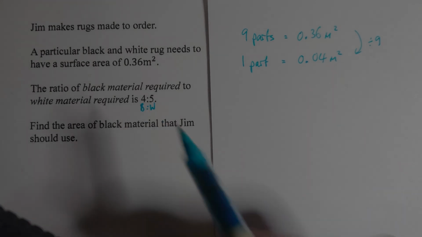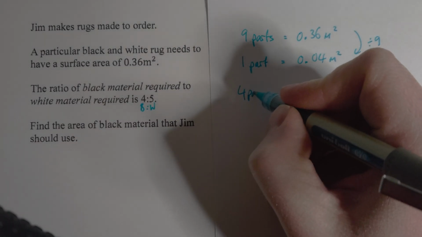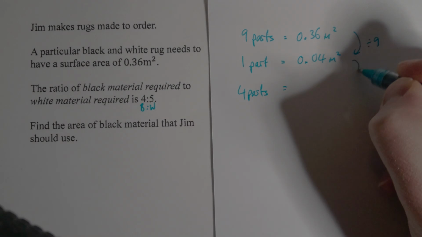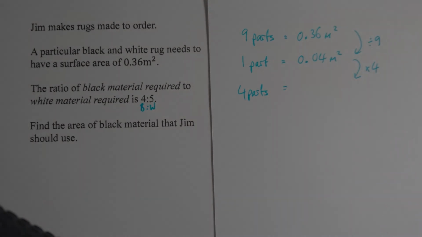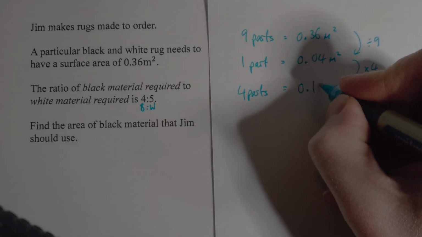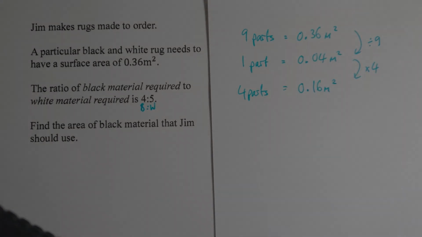And the black material is 4 parts, so to get from 1 part to 4 parts, we're going to multiply by 4. And again, you can use a calculator if you like. That's not banned today. You're very welcome to use a calculator, but I can do 4 times 4 is 16 in my head. So it's going to be 0.16 square meters.